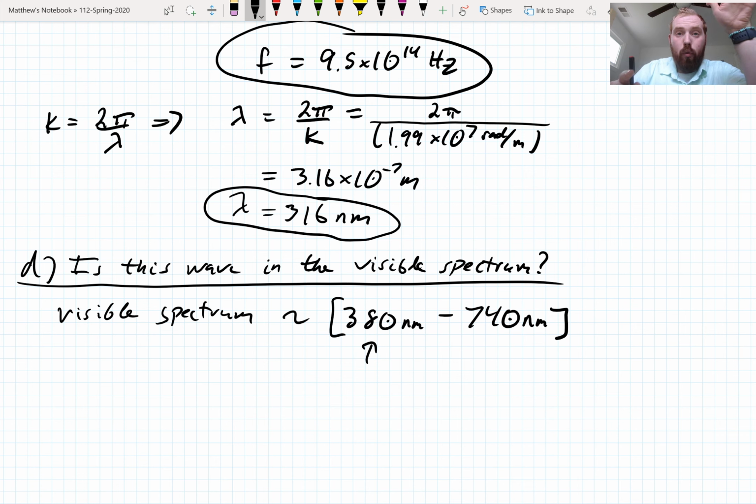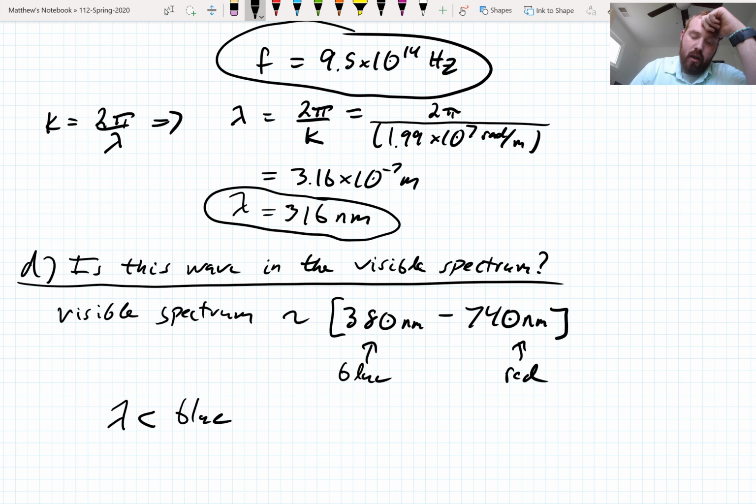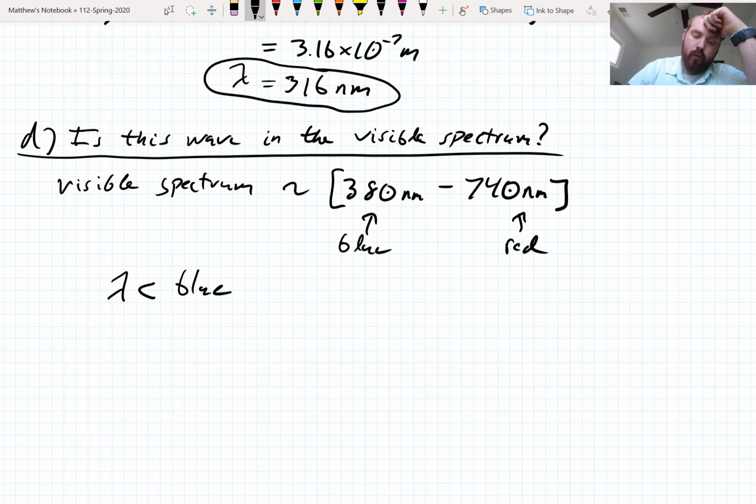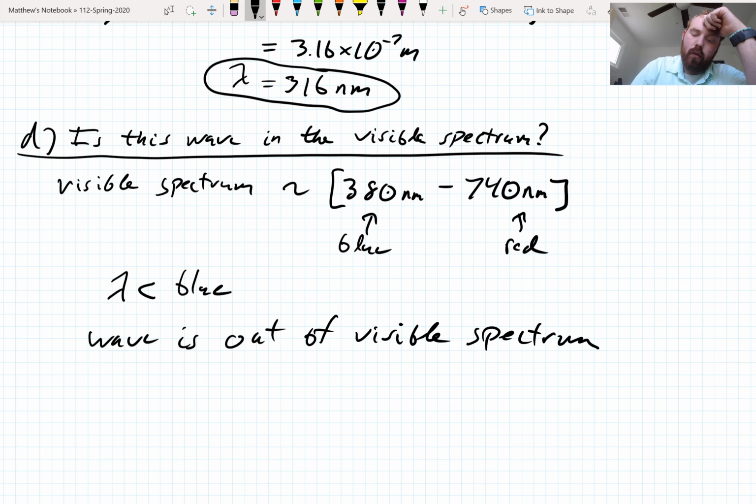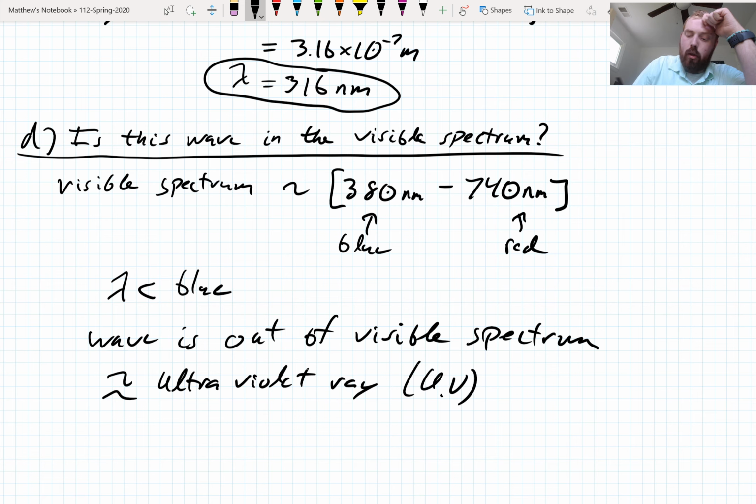So, short wavelength, high frequency, right? This is close to a blue. This is closer to a red. Our wavelength is less than blue, which in frequency terms means it is out of the spectrum. It's about an ultraviolet ray, or UV for short.